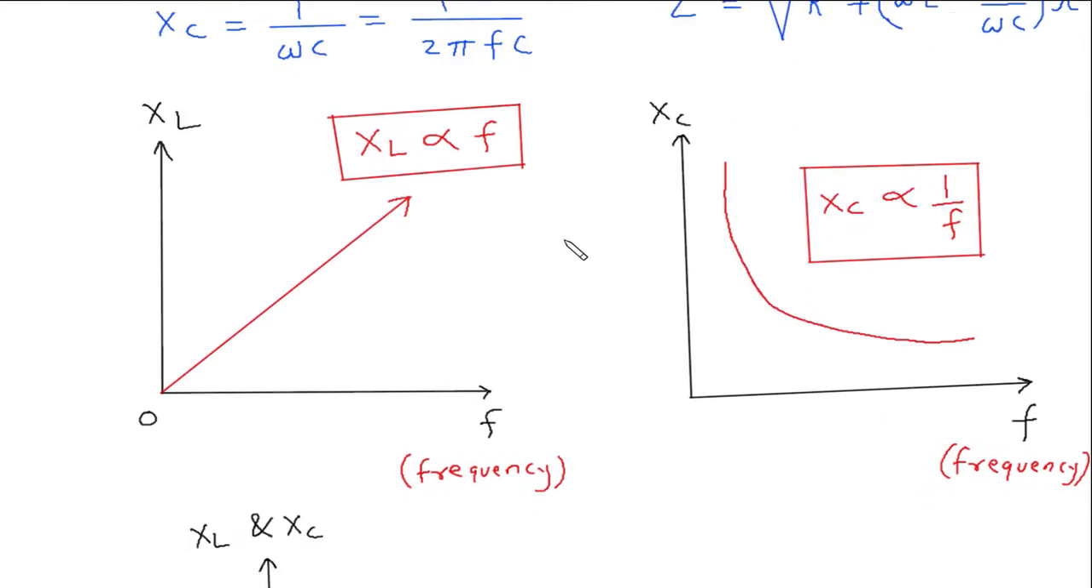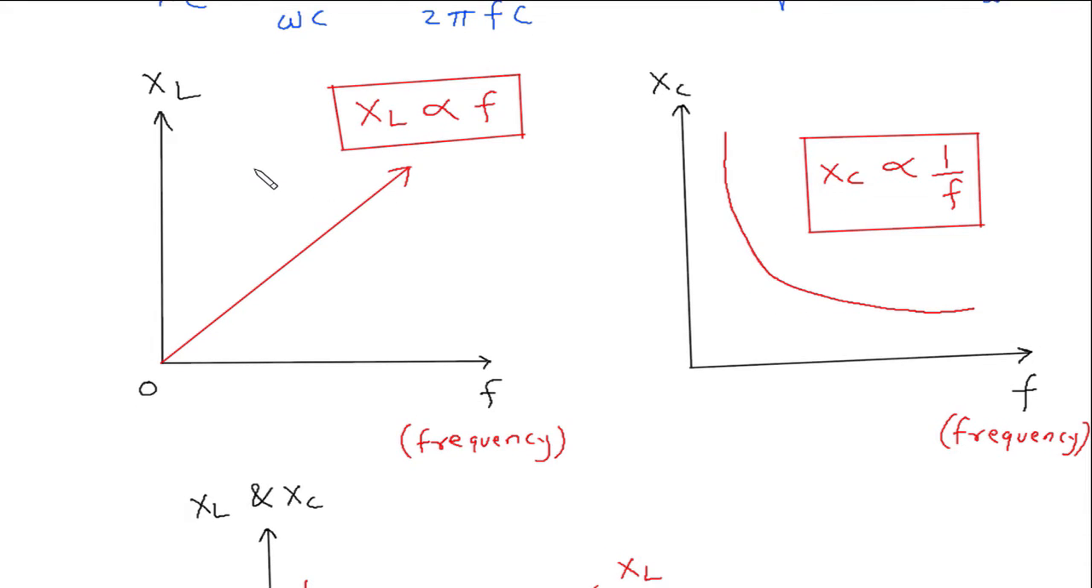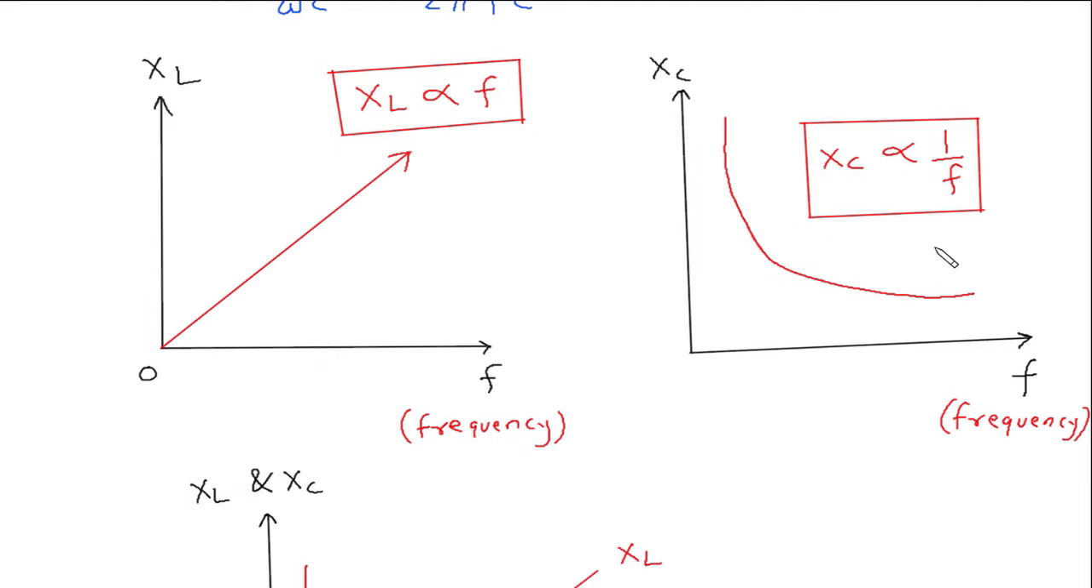Now this is a relation between frequency and inductive reactance. So inductive reactance is directly proportional to frequency. As the frequency increases, the inductive reactance also increases. But in case of capacitive reactance, it is inversely proportional to frequency. As the frequency increases, the capacitive reactance decreases up to a certain point.